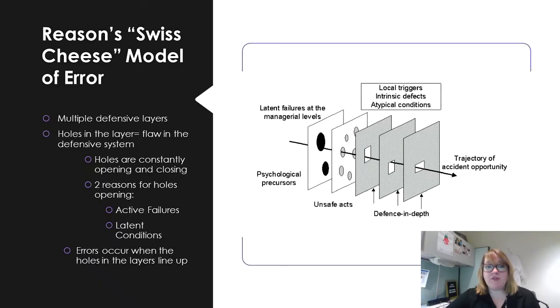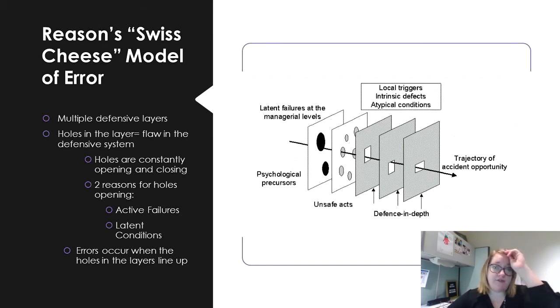So when you look at Reason's Swiss cheese model of error, it says that in an organization, there are multiple defensive layers to try to prevent patient errors from occurring. Now, these defensive layers can have holes in them. These holes are flaws in the defensive system.